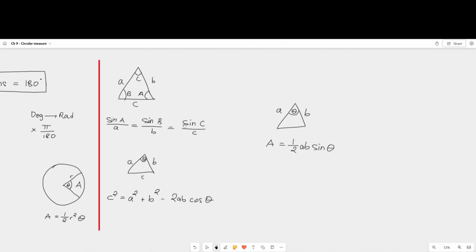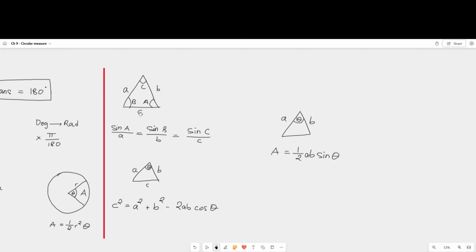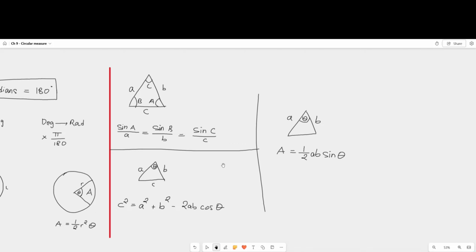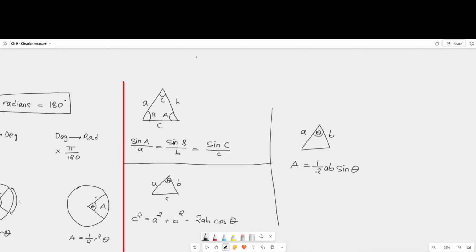Now, this isn't an actual official part of the chapter, but these techniques are widely used, so you should probably know these formulae. This is the sine rule, first thing.